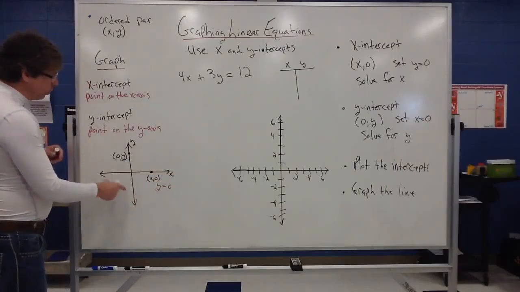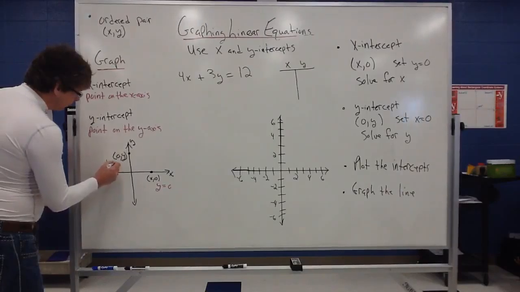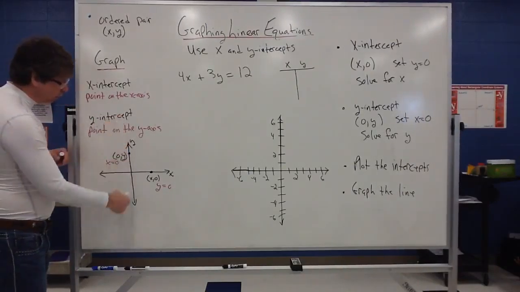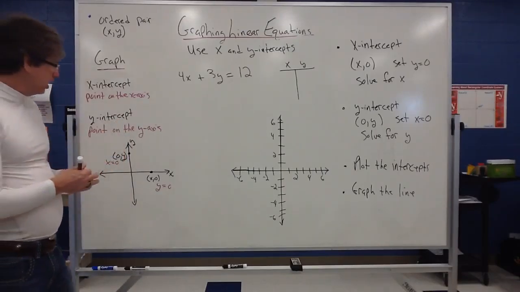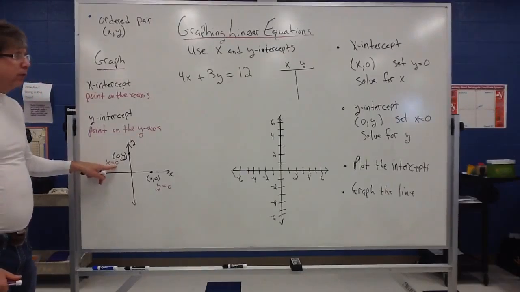Similarly, if you're on the y-axis, the x is locked in. X has to equal 0. But the y value is unrestricted. It could be anywhere along this y-axis. So y does not have a restriction. It can be any number it wants to be. But that x is locked in. That x has to be 0.